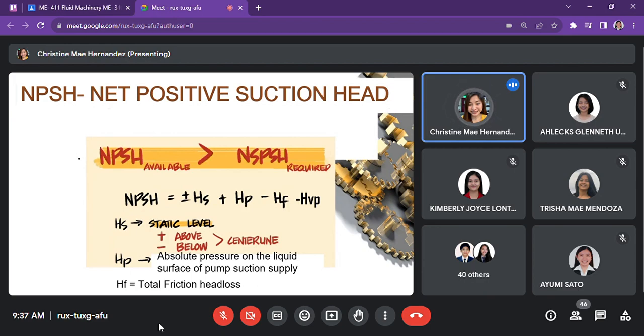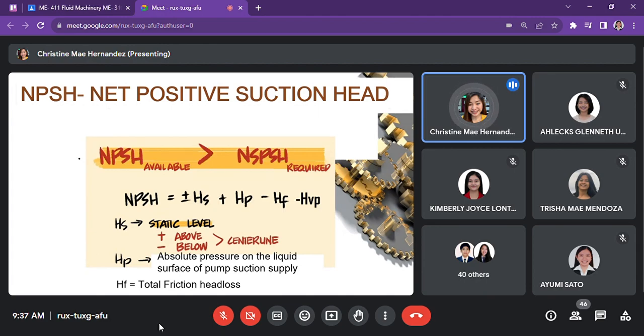Meron din tayong HZ or HS. So, yun the height in feet or meters of the fluid surface above or below the impeller center line. So, meron tayong HF. So, ito yung head loss because of friction, turbulence between the surface of the liquid and the pump suction flange. Meron din tayong HVP. So, ito naman yung head corresponding to the vapor pressure of the liquid at the existing temperature. So, mamaya magpa-problem solving tayo about pumps.